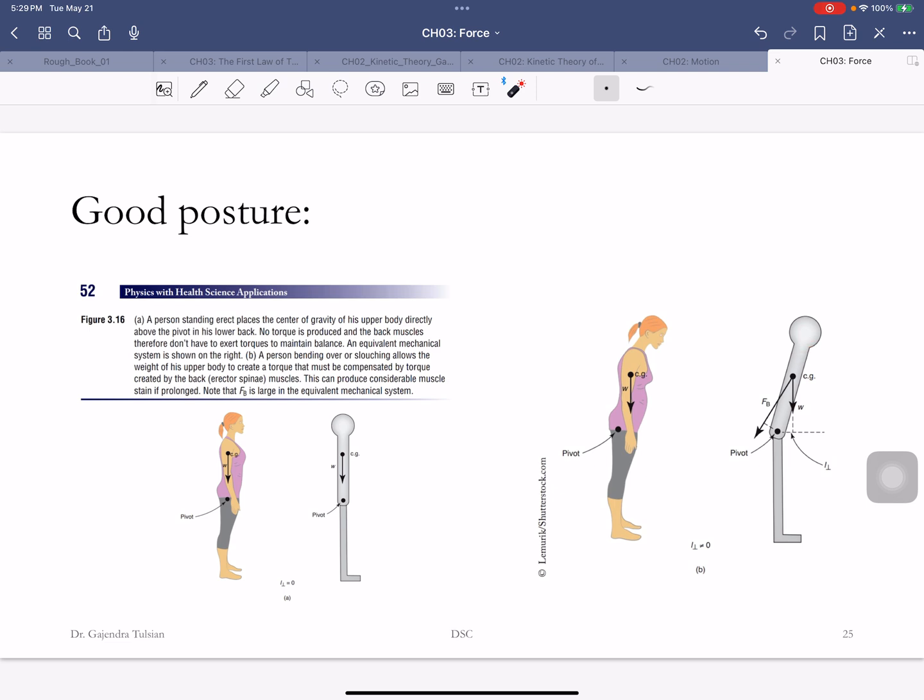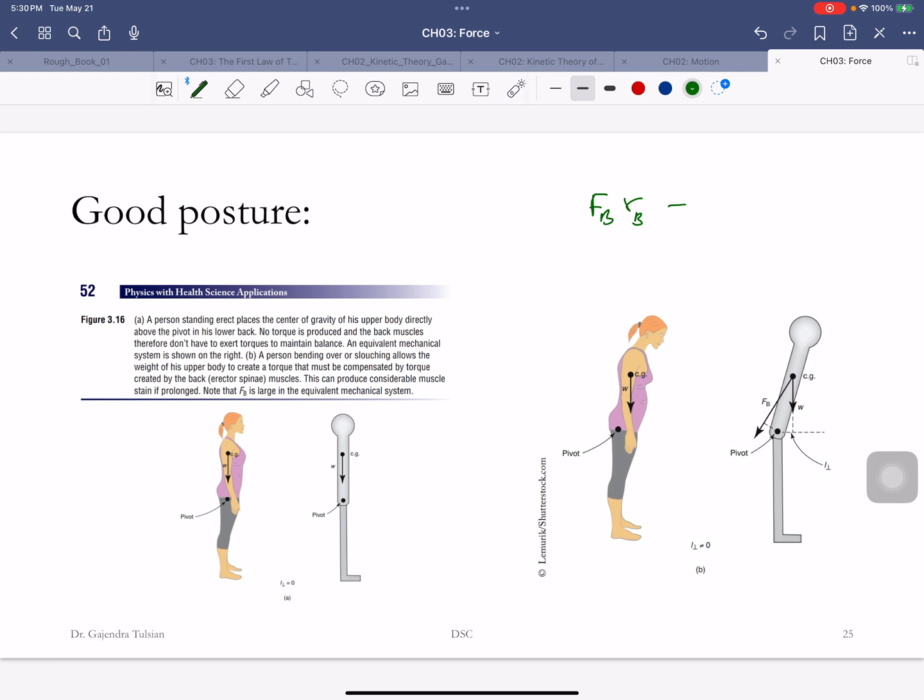Here's you slouching. There's the center of gravity of your upper body, and there's the moment arm. So your upper body is trying to topple you over. It's providing a clockwise torque. And so to prevent you from toppling over, your back muscles have to apply a force. The back muscles are applying this force, and there is the moment arm for the back muscle. So that's a counterclockwise torque, so that's positive.